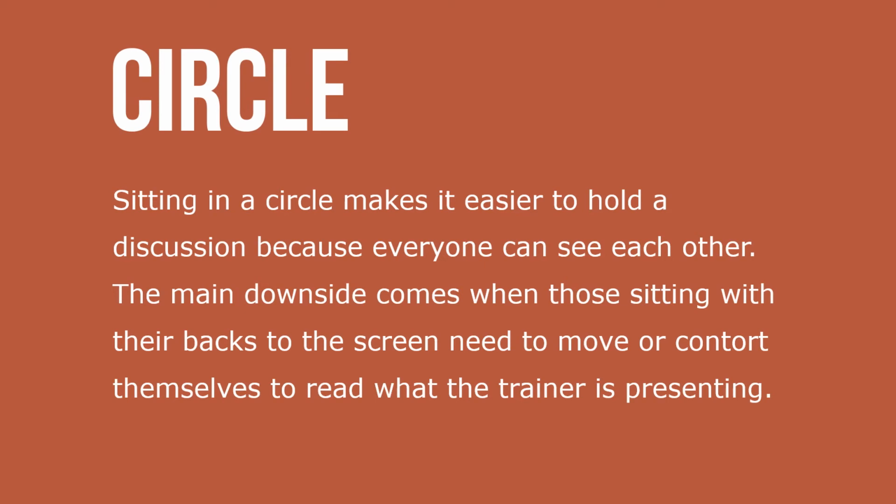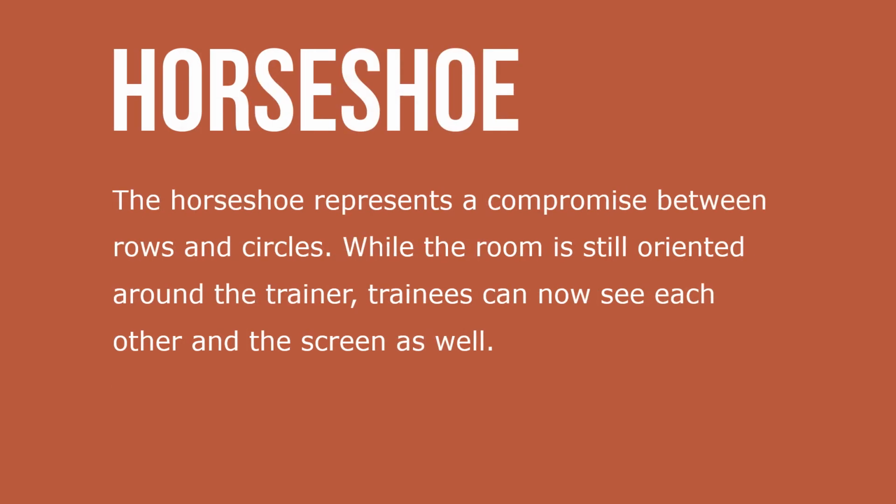Sitting in a circle makes it easier to hold a discussion because everyone can see each other. The main downside comes when those sitting with their backs to the screen need to move or contort themselves to read what the trainer's presenting. The horseshoe represents a compromise between rows and circles. While the room is still oriented around the trainer, trainees can see each other around the screen as well.